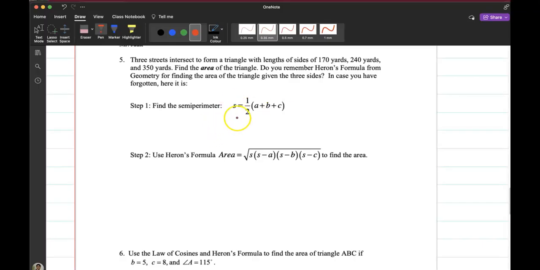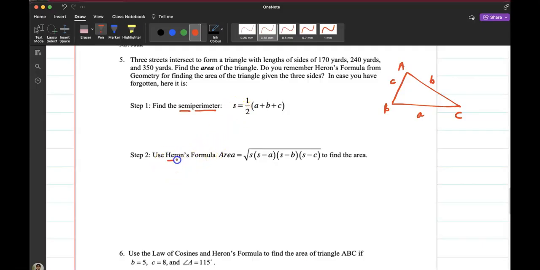Now, these are the steps used to find the area when the three sides of a triangle are given. So if I give you a triangle ABC, and you know the three sides, this is A, this is B, this is C. First step is you find the semi-perimeter. Semi means half. Perimeter is the sum of the lengths of all the sides, A plus B plus C. Half of it is called the semi-perimeter. Find S using this formula.